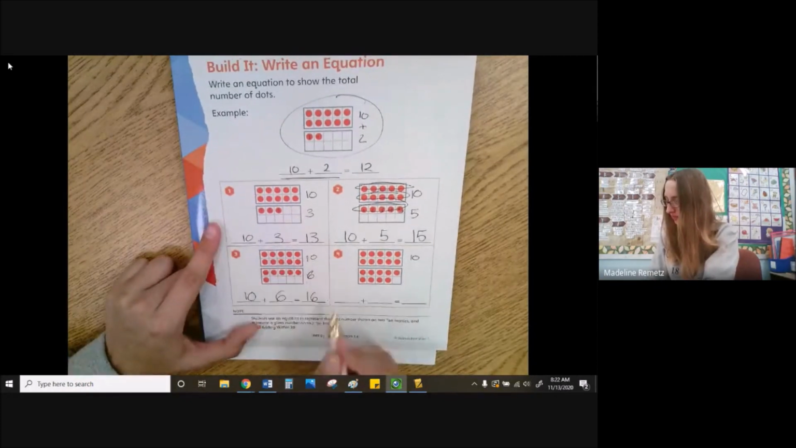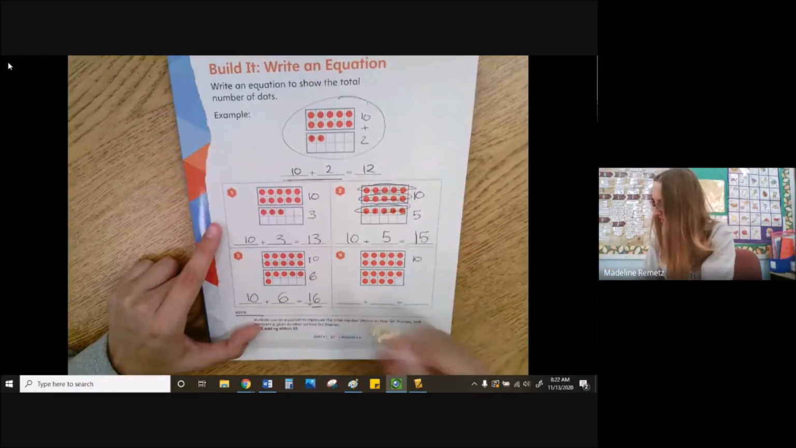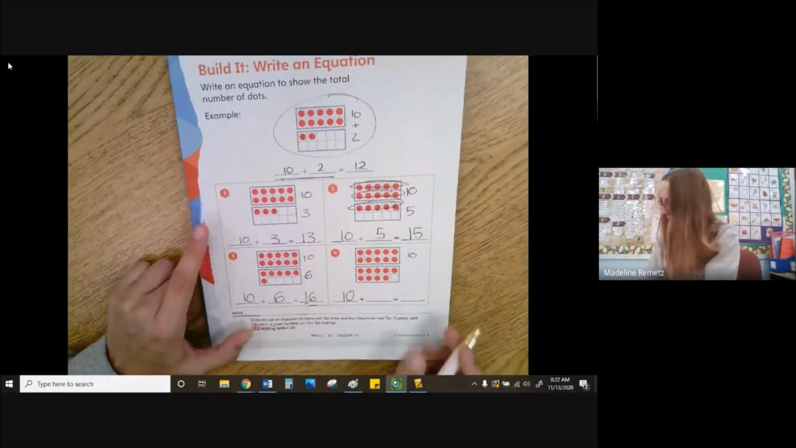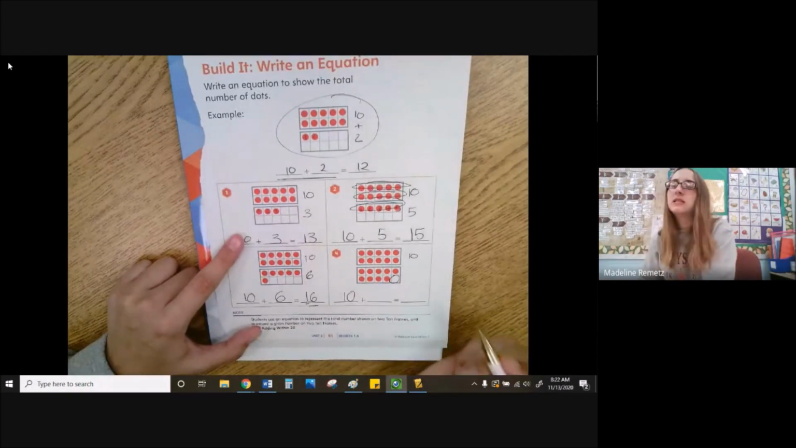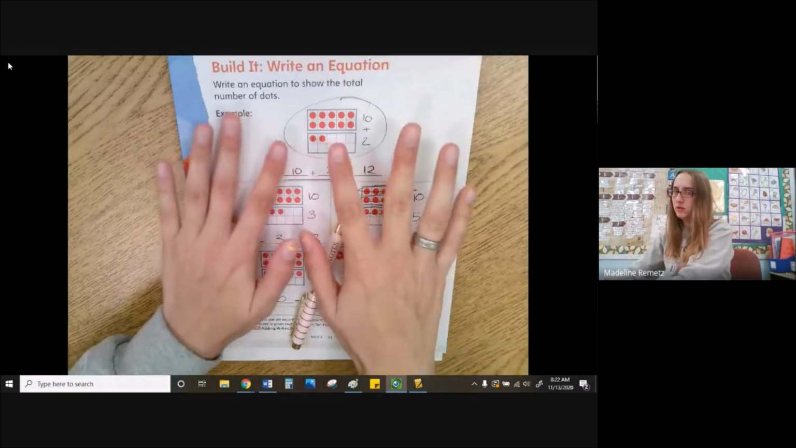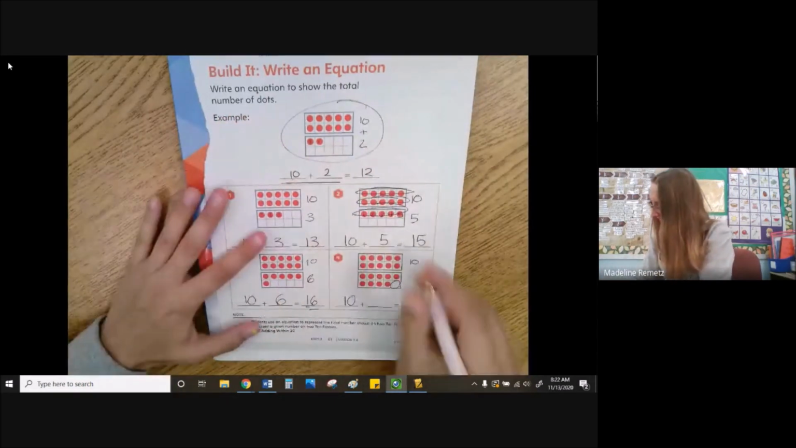Here's 10, there's the 10, here's the 6, there's the 6. So if this is a 10, let's see what number we'll make now. Oh, this is just 10 with 1 missing. What's 10 minus 1? 10, 9.